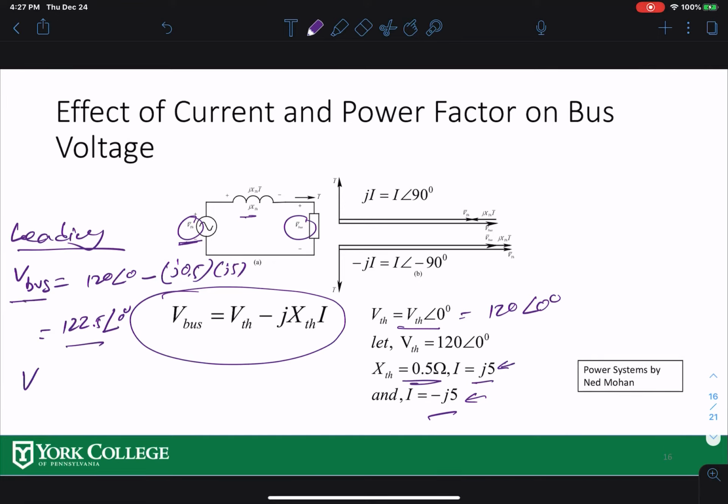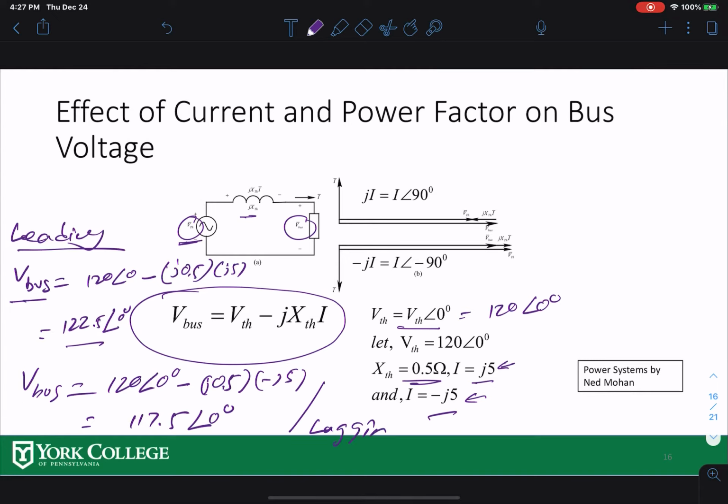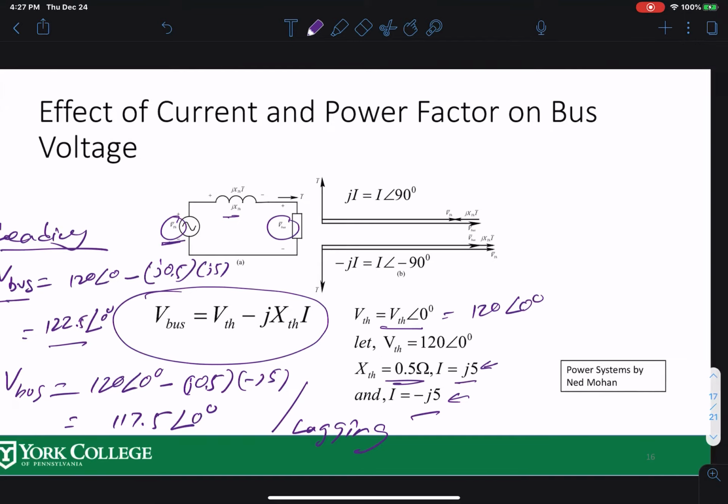And for the lagging power factor, the bus voltage is 120 at 0 degrees minus j0.5 times negative j5, and if you do the math, that will come down to 117.5 at 0 degrees. That means now your bus voltage is lower than the Thevenin voltage of the source. So in lagging, your bus voltage is lower than your supply voltage. So leading and lagging power factor impact the bus voltage.